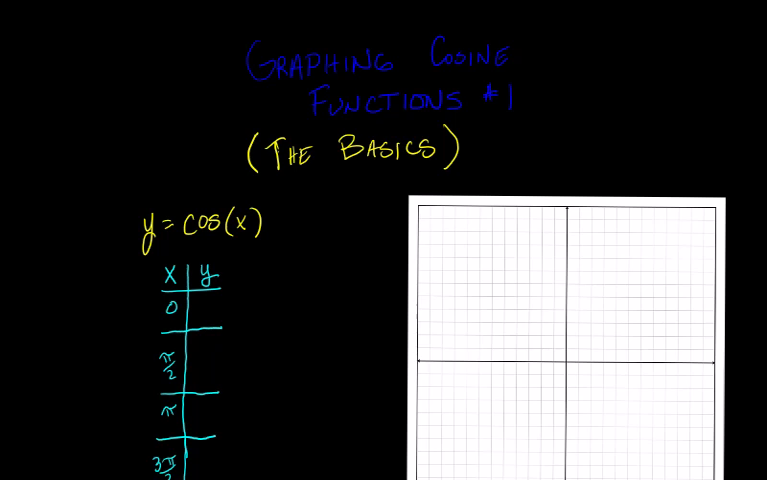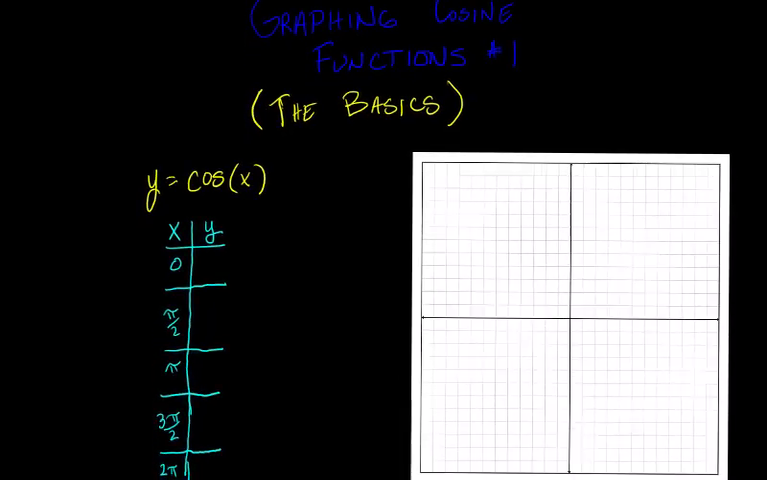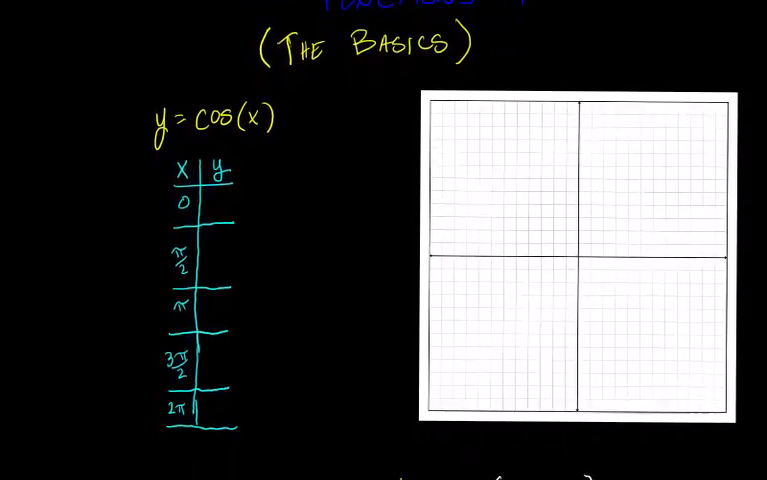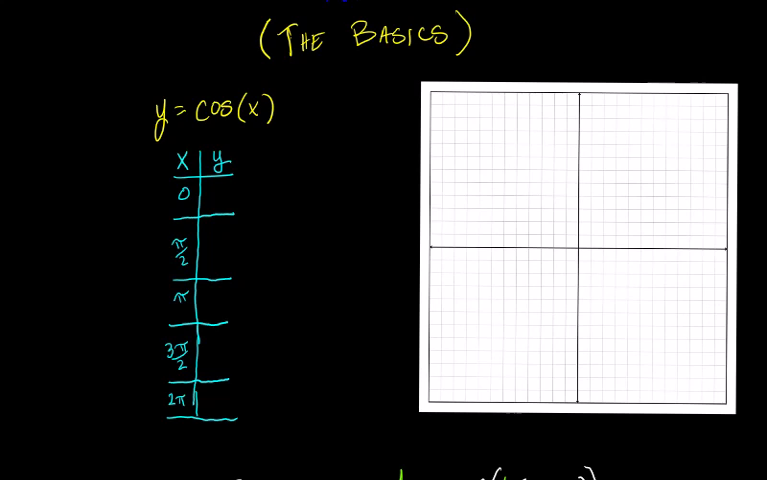So y equals cosine of x. The way that we're going to graph this first is I'm just going to plot points. I'm going to plug in the x values and get out the y values. So if you plug in x and you get 0, cosine of 0 would be 1. Cosine of pi halves would be 0, cosine of pi would be negative 1, cosine of 3 pi halves would be 0, and cosine of 2 pi would be 1.